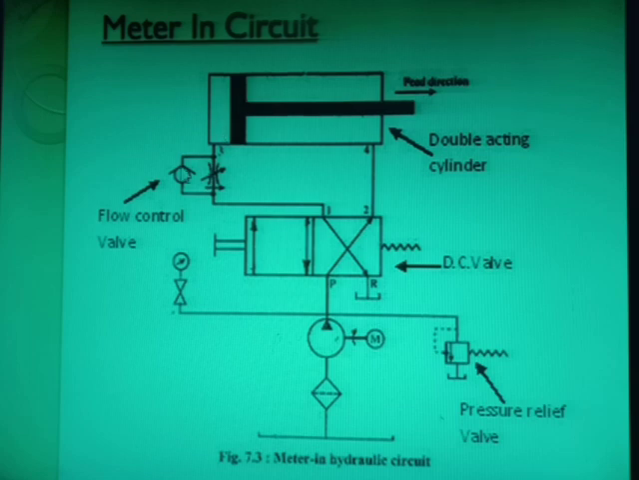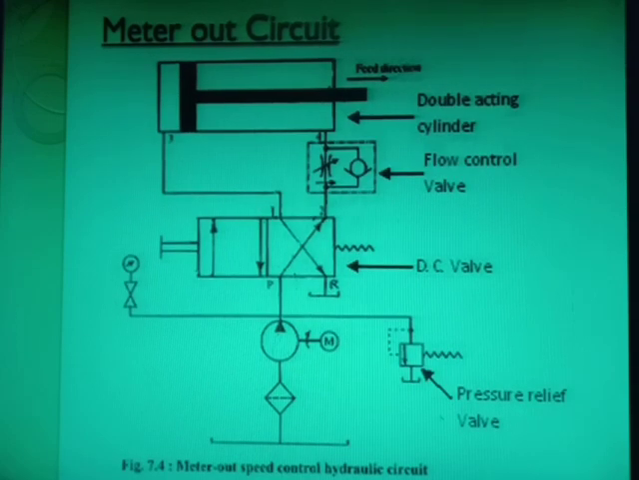So the flow control valve is fitted at the blind end, or we can say the inlet of the actuator, and therefore this circuit is known as the meter in hydraulic circuit. The second circuit we have seen is the meter out hydraulic circuit. Here the same flow control valve with integral check valve is fitted at the outlet, or the rod end of the actuator, and therefore it is known as the meter out hydraulic circuit.